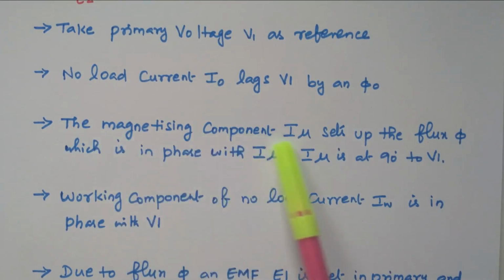The magnitude of I mu sets up the flux phi, which is in phase with I mu. I mu is at 90 degrees with V1. The phase angle between I mu and V1 is 90 degrees. This I mu produces the flux phi, and I mu and flux phi are in phase. The working component of no-load current, IW, is in phase with V1. There is no lagging, it is in phase.